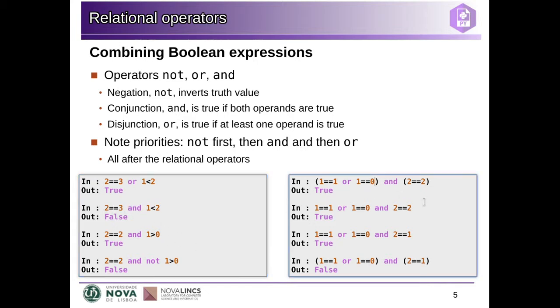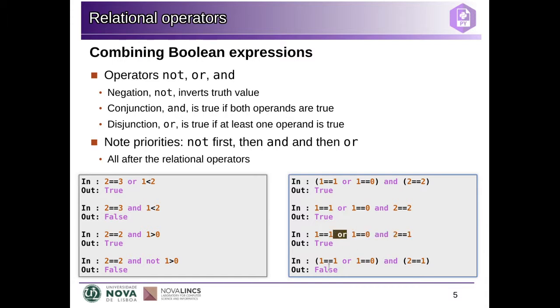You can use parentheses if you want to create more complex expressions, but remember the priority ordering. First, Python evaluates not, then it evaluates and, then it evaluates or. So for example, this here is true because 1 equals 0 is false and 2 equals 1 is false, so this and is false. But then 1 equals 1 is true, and so this becomes true because the or is evaluated last.